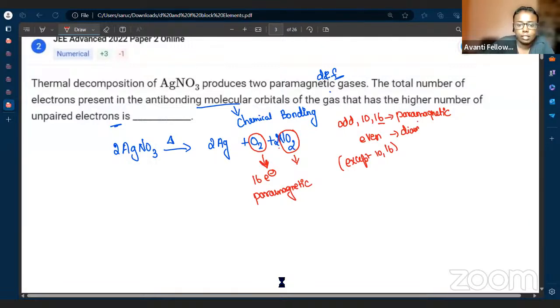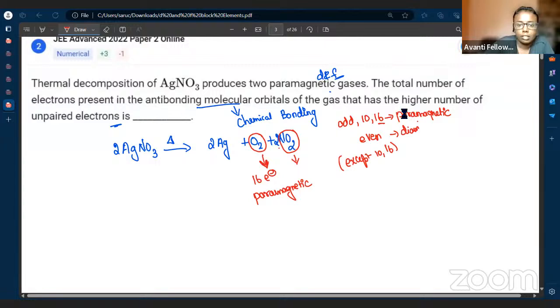NO2 is also going to be paramagnetic. Now what you have to do is find which has the higher number of unpaired electrons. Both have unpaired electrons, as the question itself says.